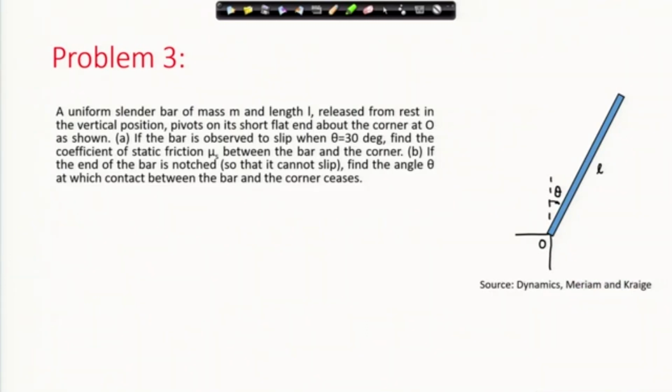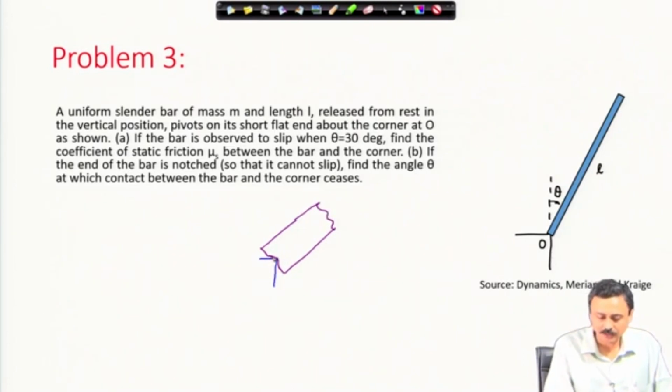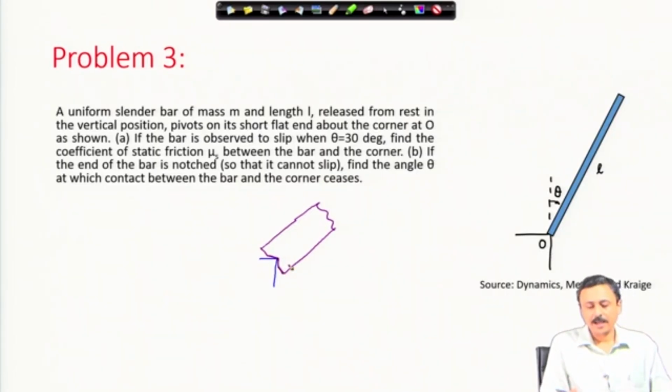The first part visualization is straightforward. Let me show you what is meant by a notched bar. Suppose this is that corner at O. A notched bar will look something like this. This is a notched bar. Here you have a sharp notch, and pivoting about this does not rely on friction. It is on the normal force which maintains the contact, and it will not slip because there is a notch and the corner sits on that notch, or the bar sits on the corner at the notch.